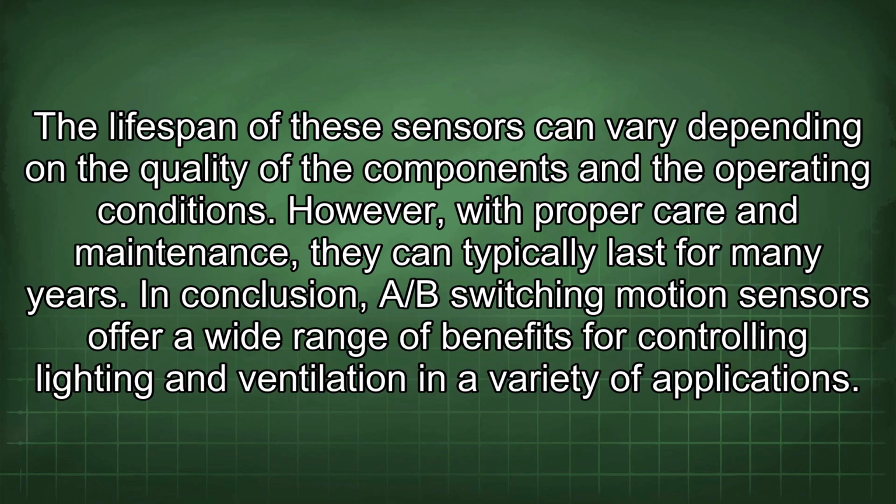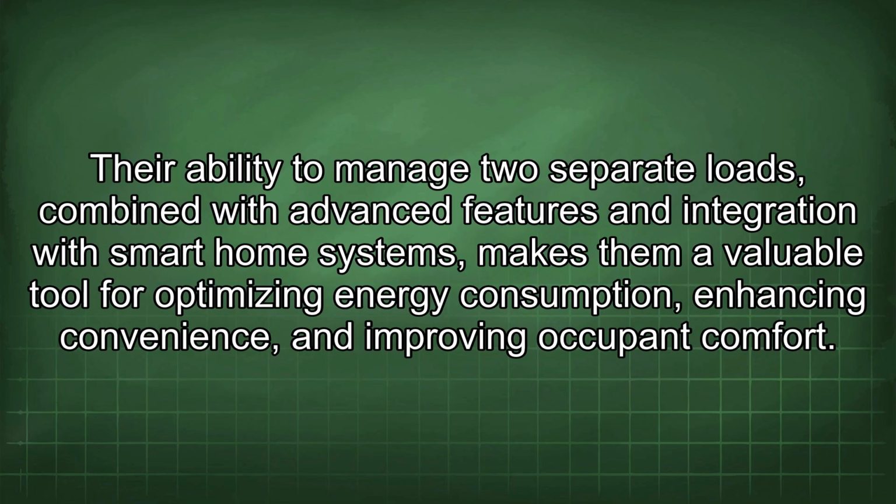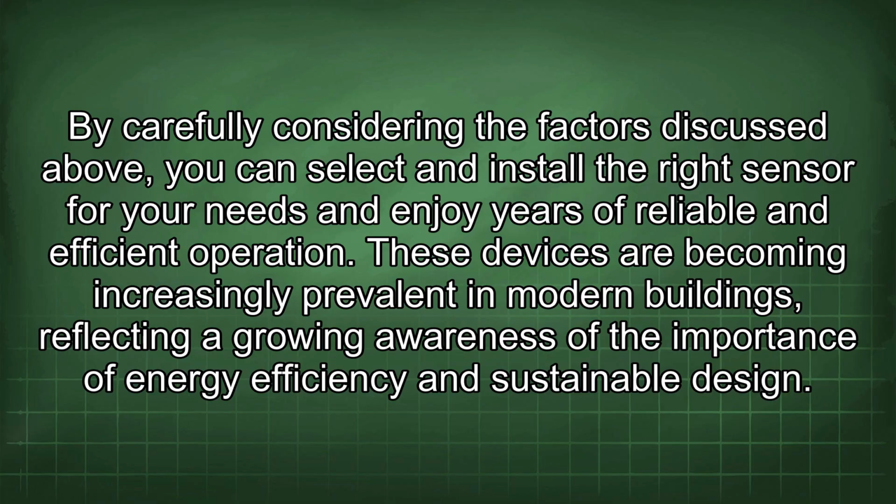In conclusion, A/B switching motion sensors offer a wide range of benefits for controlling lighting and ventilation in a variety of applications. Their ability to manage two separate loads, combined with advanced features and integration with smart home systems, makes them a valuable tool for optimizing energy consumption, enhancing convenience, and improving occupant comfort. By carefully considering the factors discussed above, you can select and install the right sensor for your needs and enjoy years of reliable and efficient operation.